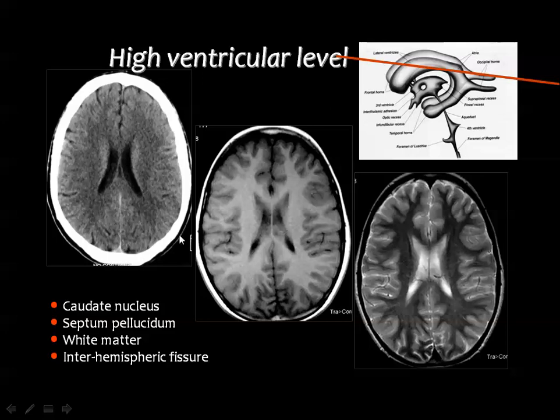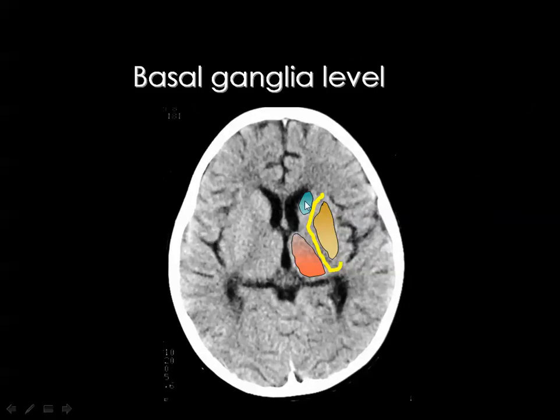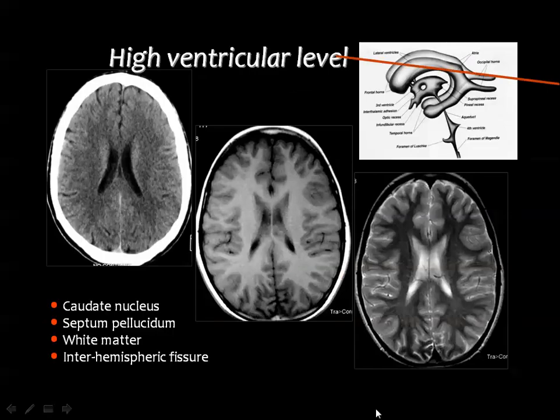Then if you go up, you are cutting in the body of the ventricle, and this is CT, MRI T1, MRI T2. And here is the body of the left lateral ventricle. The right and left lateral ventricles are separated in the midline by the septum pellucidum. Then the head of the caudate nucleus is seen here. This is the head of the caudate nucleus. The body and the tail of the caudate nucleus are seen along the lateral wall of the ventricle. And this slightly faint hyperdensity represents the body and the tail of the caudate nucleus.